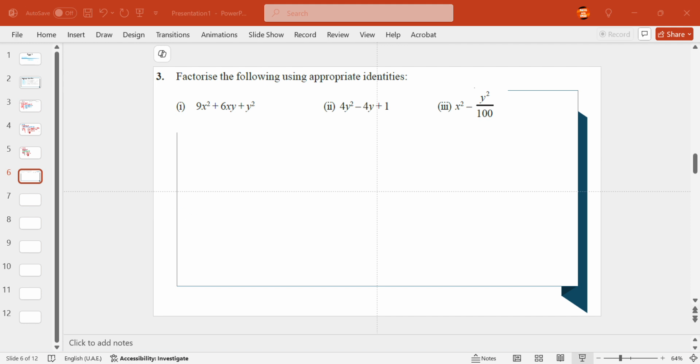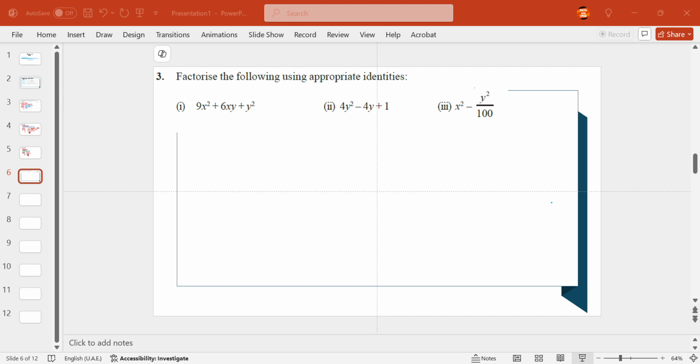So 2 times, what did you get? a we got as 3x multiplied by what is b? It is y. So when I multiply, 2 threes are 6 and x into y is xy. So do you have the middle term? Is it satisfied? So once the middle term is satisfied, by using the first identity, I can rewrite it as (a plus b) whole square. What is a? 3x plus what is b? y whole square.